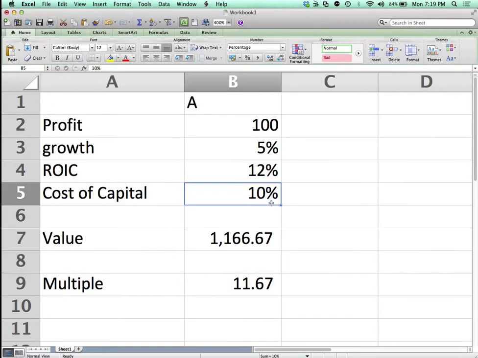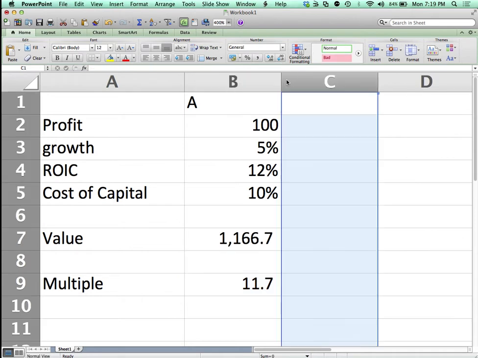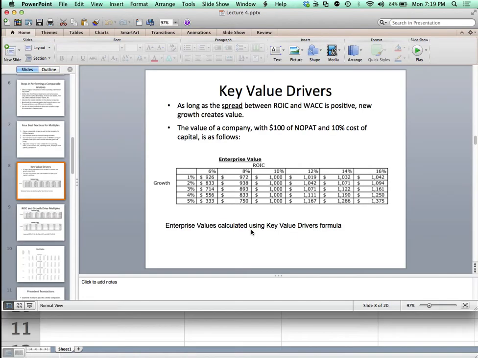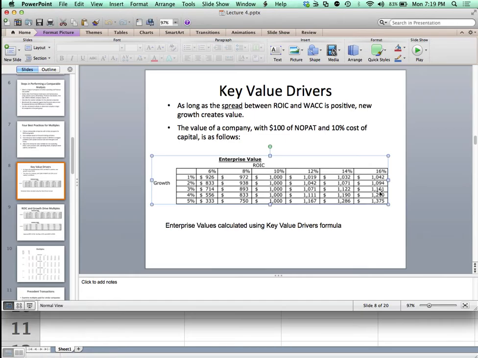Okay, and these one decimal place. But basically you can see that 1167 would be 5% growth and 12% ROIC. That's the number right there. Okay, so all I've done is just taken this little simulation and put it in a table.